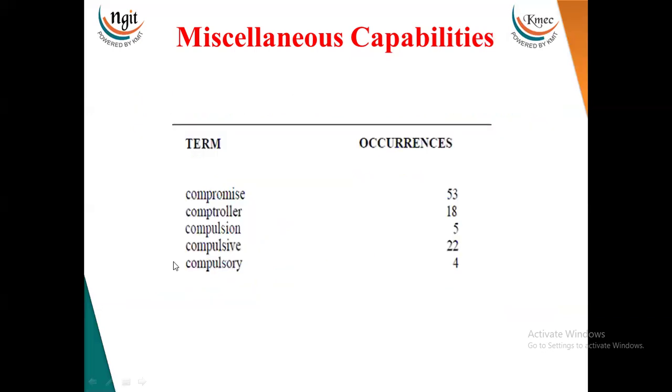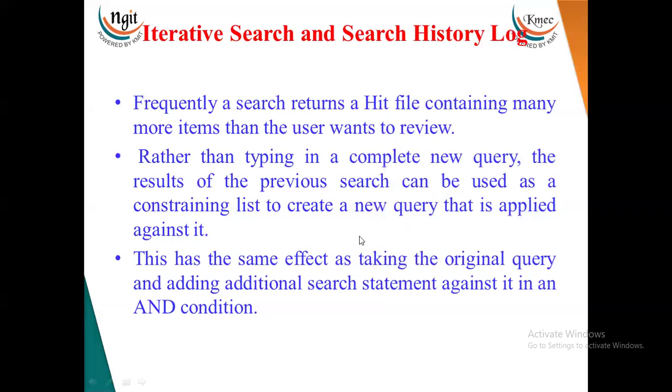So you can also check the occurrences of the element. Complements, how many times; controller, how many times; compulsion, how many times it has been repeated; compulsive, how many times; and compulsory, how many times. You can also maintain this particular data.